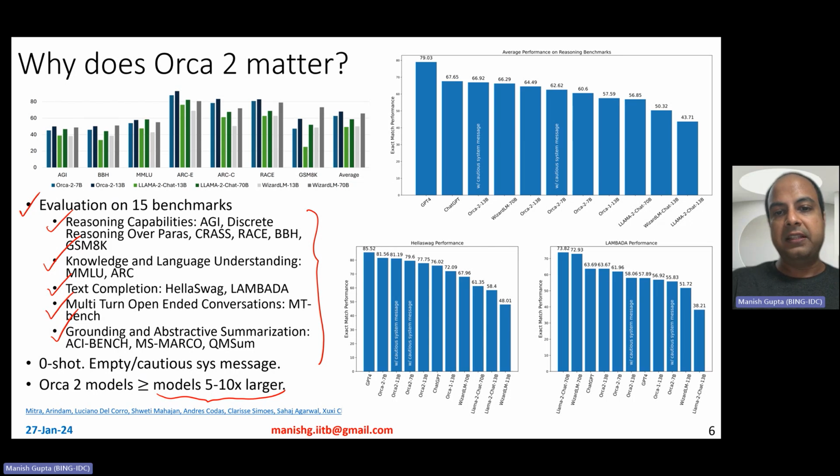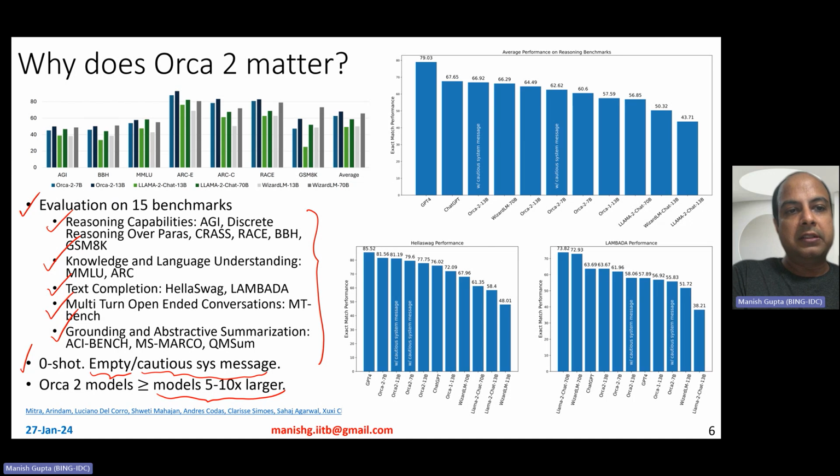All these results you see here have been computed using zero-shot prompting. So essentially, you do not do any fine-tuning, and you do not do any in-context few-shot prompting. You just do zero-shot prompting. And typically, you just give a very simple empty system message in the prompt. Or with Orca 2, you sometimes can also give a cautious system message prompt, which I'll talk about on the next slide. So what do you observe across these?